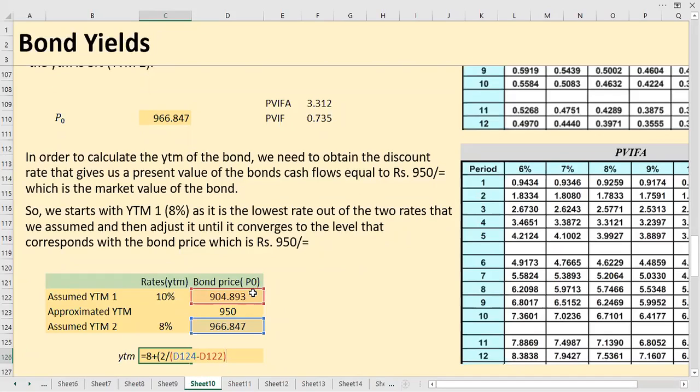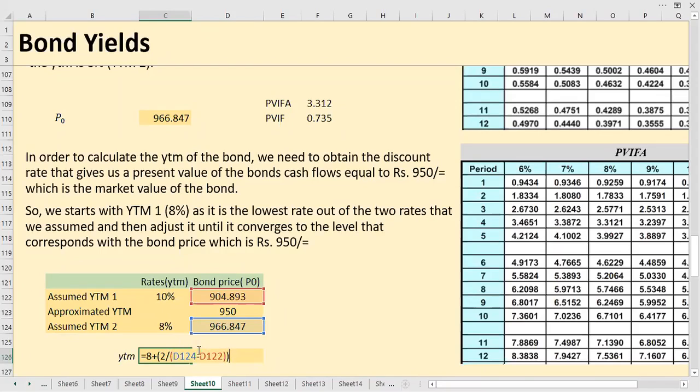For this particular part, this will give you the value of YTM for 1 rupee of bond price. The difference here is in rupees, and the difference there is the percentage. So you get the value that corresponds exactly to the YTM for 1 rupee. That's what you get here.